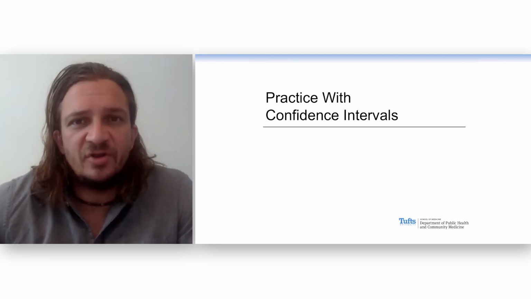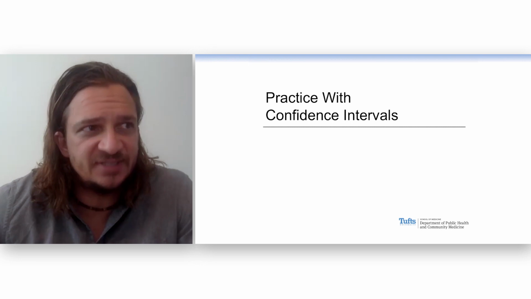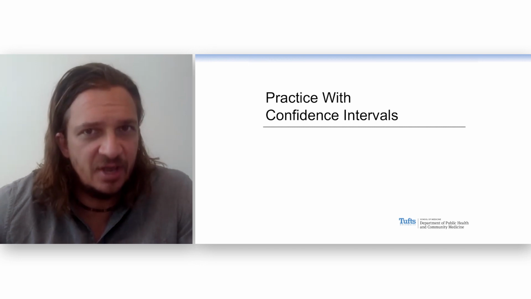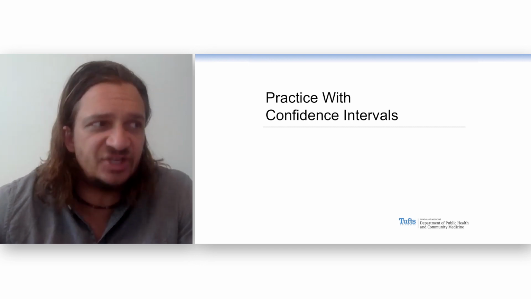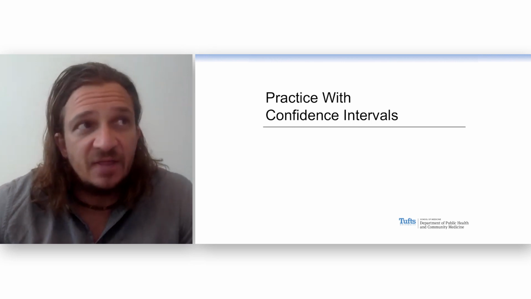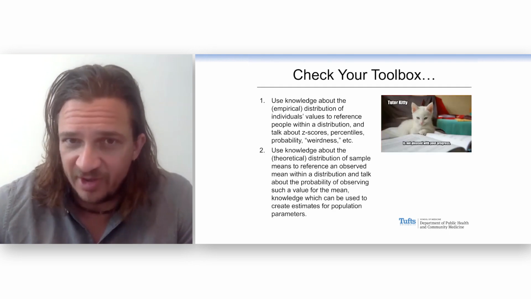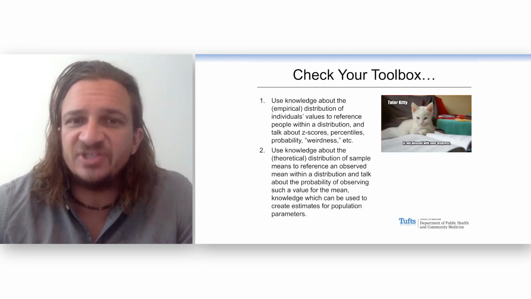In this video, we're going to have a little practice with confidence intervals. You now understand that the confidence interval can be used for estimation, taking a sample, calculating a statistic that describes that sample, and then going back to the population and saying, where do we think that population parameter lies? This is a very important tool that you have. You have another tool in your statistical toolbox about z-scores.